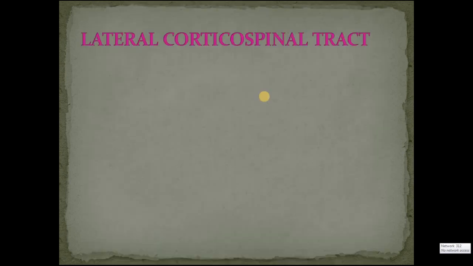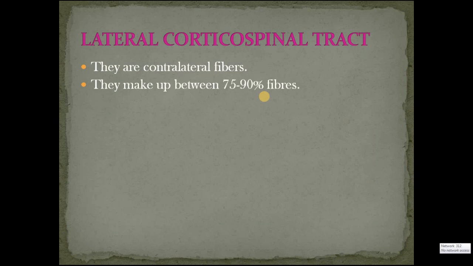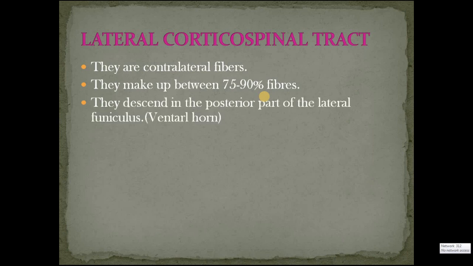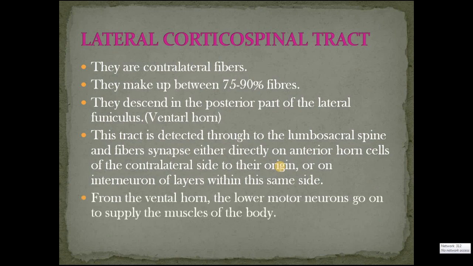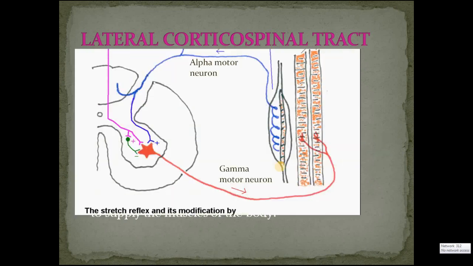Now let's learn about the lateral corticospinal tract in detail. There are contralateral fibers, as I said, and they make up between 75 to 90% of the fibers. They descend in the posterior part of the lateral funiculus, and this tract is detected through the lumbosacral spine, and the fibers synapse either directly on the anterior horn cell on the contralateral side to their origin, or on the interneuron of the layer within the same side. From the ventral horn, the lower motor neuron goes on to supply the muscles of the body.